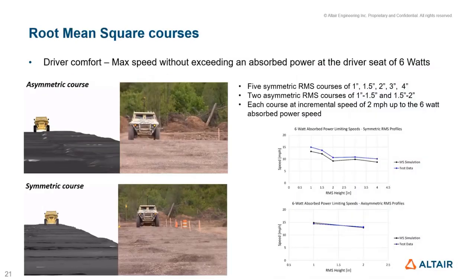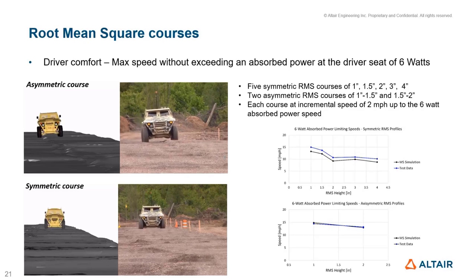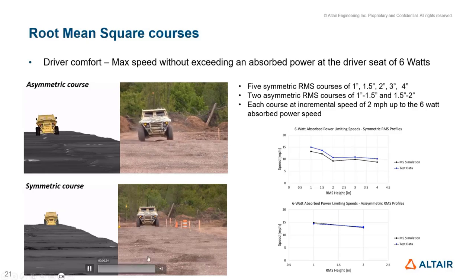And the last ride event was done with the RMS, or root mean square, courses. It was executed to validate driver comfort. This was done by assessing the maximum speed that would give an absorbed power at the driver's seat of 6 watts. So it was run on the asymmetric courses, but also the symmetric courses. Basically, 5 symmetric RMS courses were executed and 2 asymmetric courses.